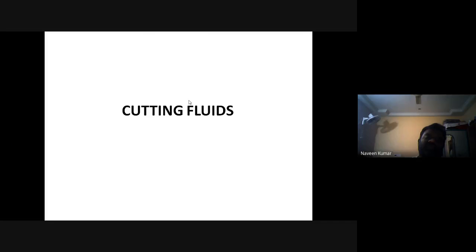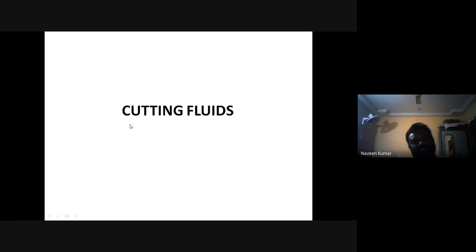Higher viscosity. I'll tell you. Cutting fluids should act as a lubricant, should act as coolant, be able to flush away the chips from the metal cutting zone, and they should have high flash and fire points. These are some of the very important desirable properties of the cutting fluids.